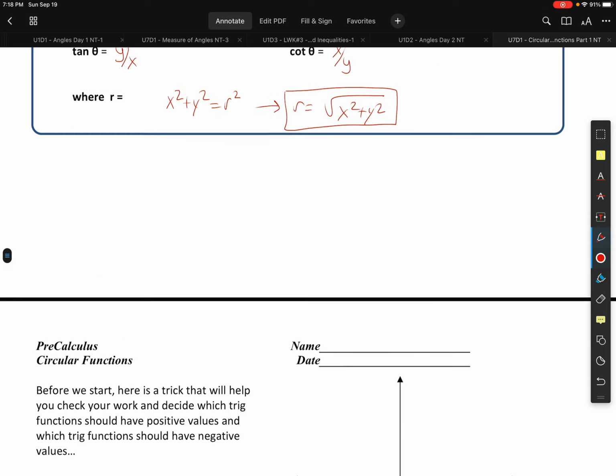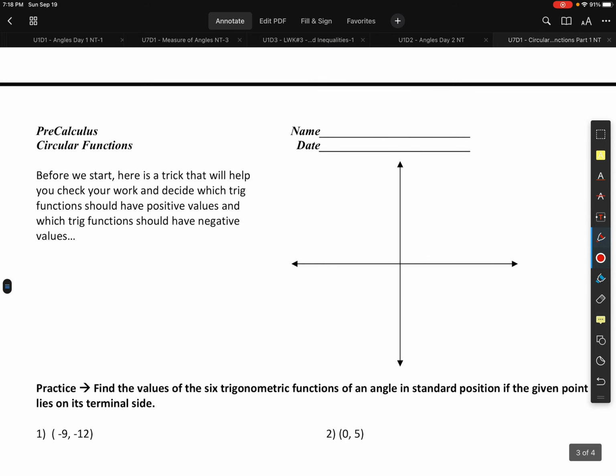All right, moving on. Before we start, here's a key thing to know. In every quadrant, we have to realize, in the first quadrant, the points are positive, positive. In the second quadrant, negative, positive. The third quadrant, negative, negative. In the fourth quadrant, positive, negative. Due to this, we've learned this idea of something called A, S, T, C.